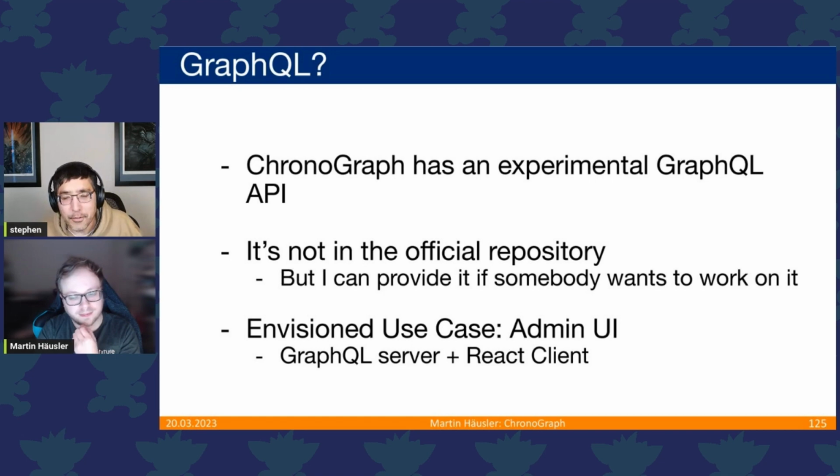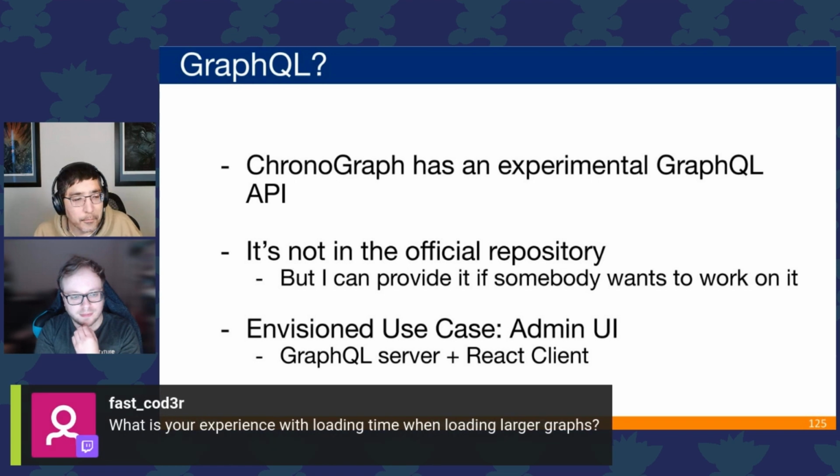Looks like Fast Coder has another question. What's your experience with loading time when loading larger graphs? I would say that Exodus does a fairly good job at handling large amounts of data, so the startup time is not terrible. You can run into issues when you have to do things like recovery and so on, where the entire thing has to be scanned again, but in general, it's doing a good job at it.